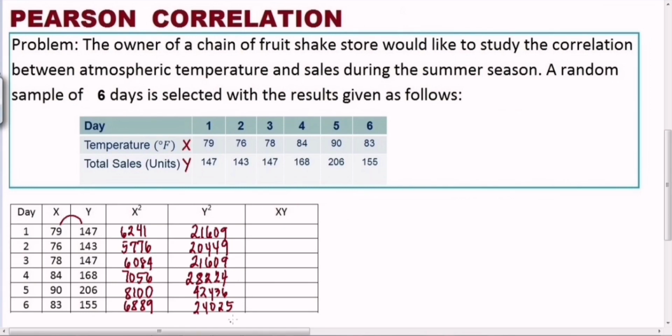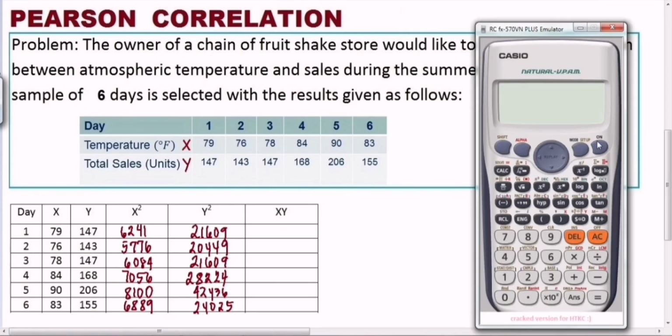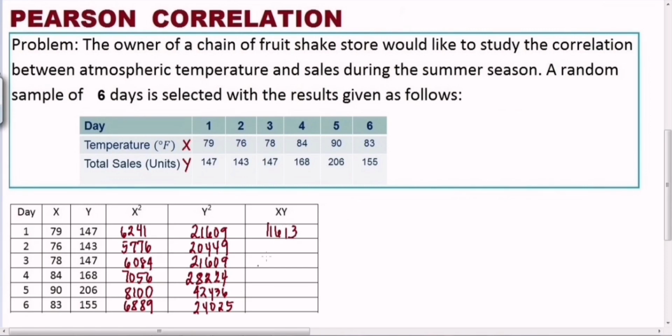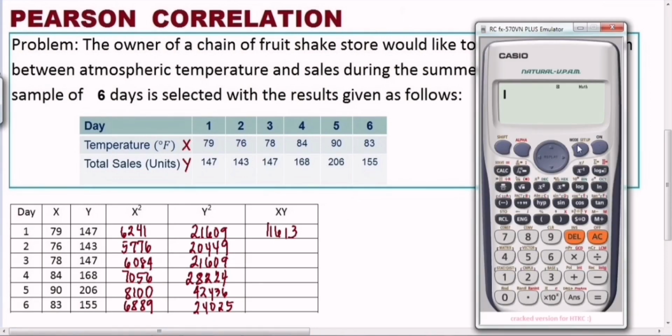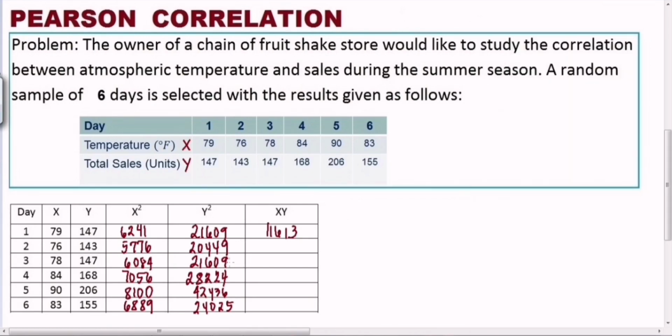So basically, you multiply these two. Okay? So our first one is 79 times 147. So 11,613. Let's hurry this up. And then we have 76 multiplied by 143. So 10,868.